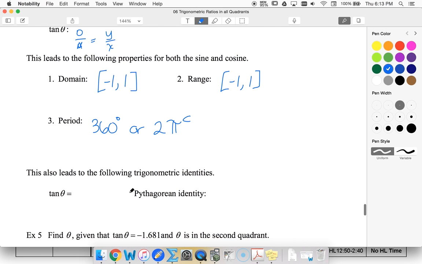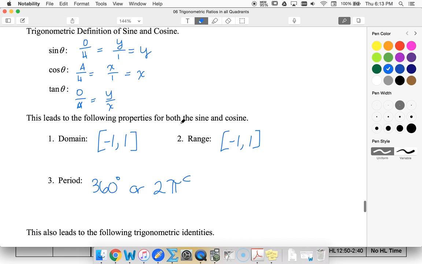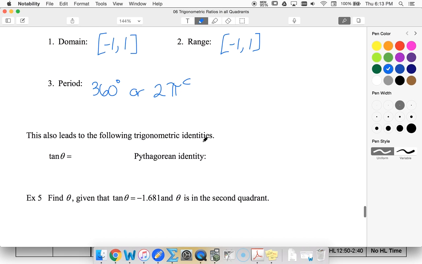We have tan theta, we saw up here is y over x, and we've seen many times before that sine over cosine also gives us tangent. So tan theta we can think of as sine theta over cos theta.